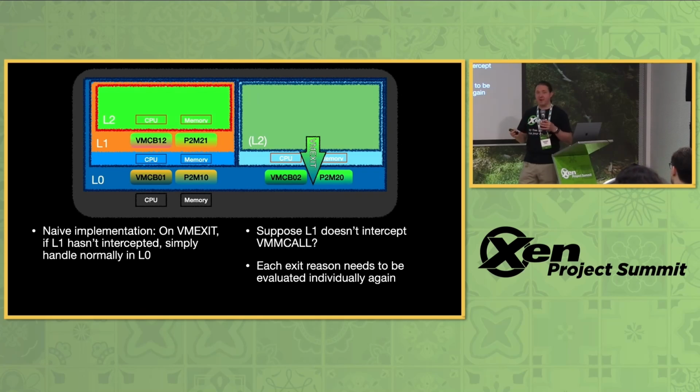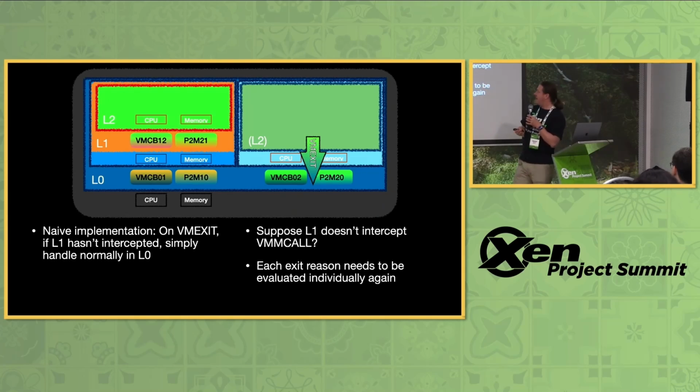Now, in many cases, the right thing to do is to simply pass that on, to simply handle it in L0 as though it were a normal thing, right? So if L1 has decided not to handle writes to this particular MSR, then essentially what the L1 has said is the L2 is allowed to write this MSR, and then the L1 should just kind of treat that as though the L1 had actually written that, right?